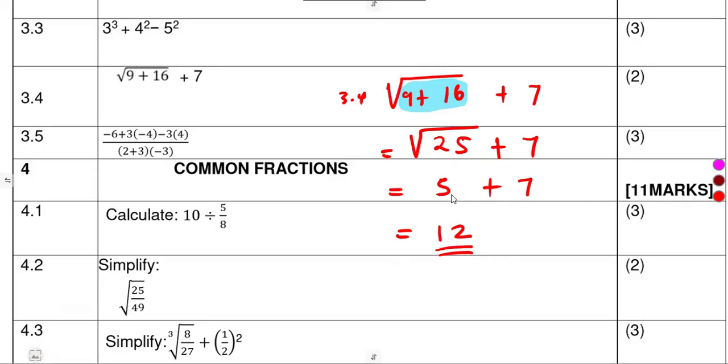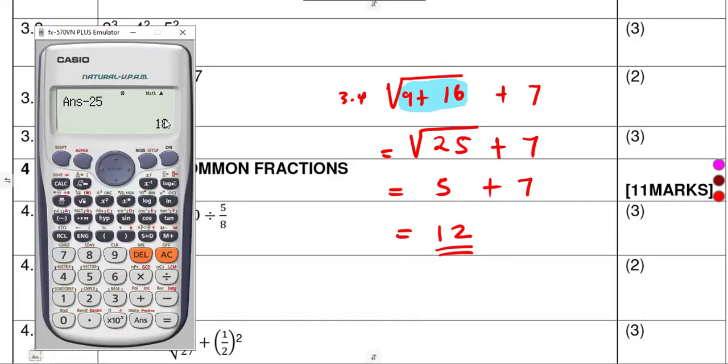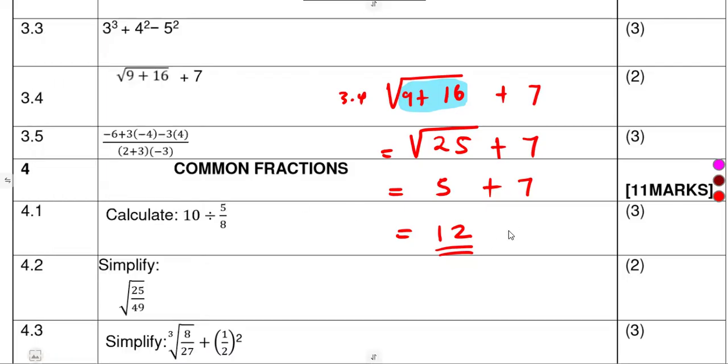So you can even use your calculator to prove that. The calculator is there, guys. Just use your calculator here. The square root of 9 plus 16. You just want to see if your answer is correct. Then you move aside, plus a 7, like this. Our answer is 12, exactly what we have here. So you can just use your calculator to prove.